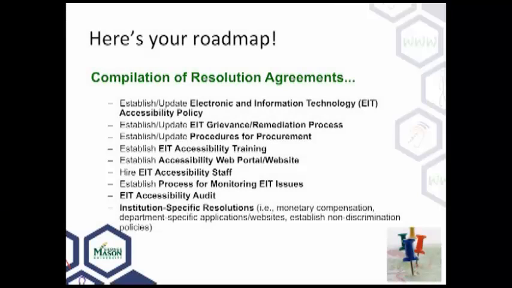This is what you should be doing as far as providing broad access to programs and services, or EIT programs and services, at your university. So one of the first things you should be doing is establishing or updating your electronic and information technology accessibility policy. There should be a grievance and remediation process if someone encounters electronic or information technology that's not accessible.